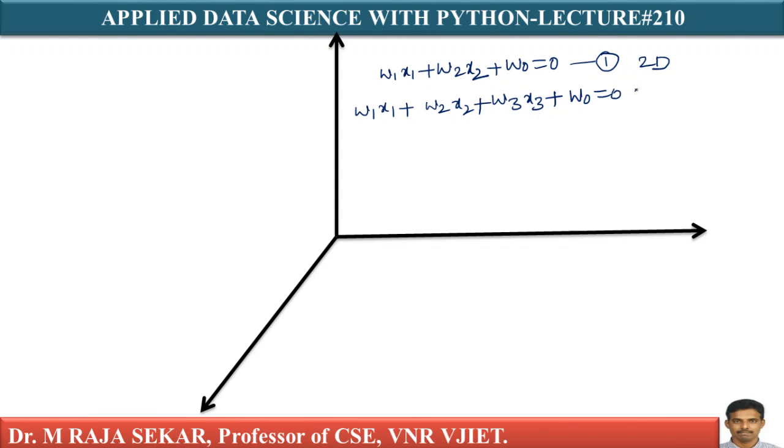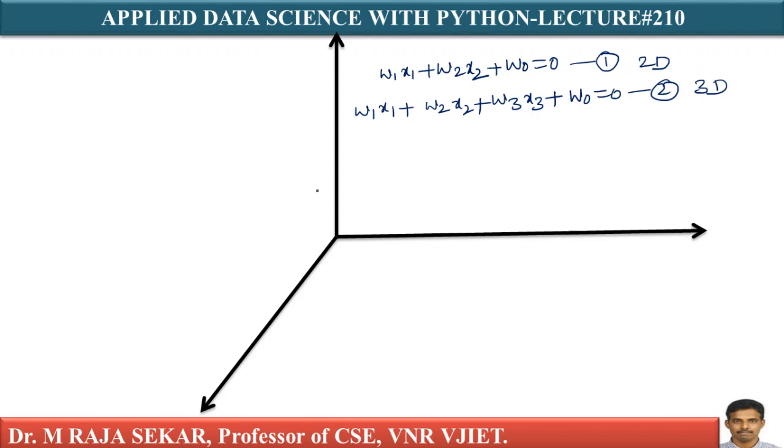I can say like this. This is equation 2. I can say it is in 3D, three dimensions. This is 3D, isn't it? In 3D, we call that one a plane. Now, let's extend it and see what it will be in n-dimensional space.